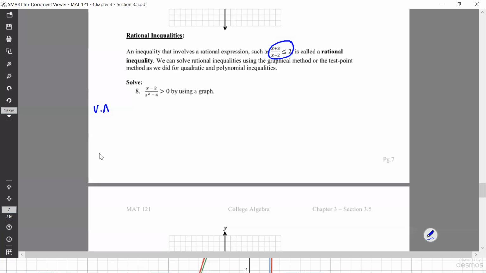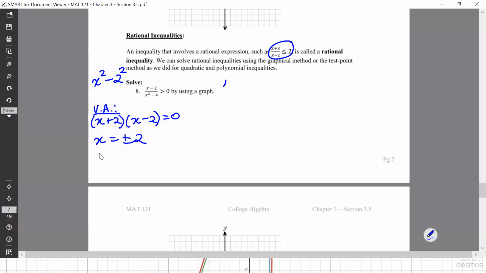So same starting point. What is our vertical asymptote for this one? Plus or minus 2. Yeah, very good. So that denominator, again, you can write it as x squared minus 2 squared. So it factors into x plus 2, x minus 2, set it equal to 0, which will give you plus or minus 2.